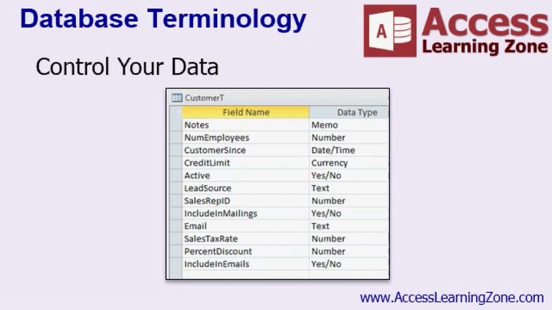Access gives you strict controls over the structure of your data, and that's a great thing. Yes, it's possible to set up data validation in Microsoft Excel, but in Access it's much easier to do. And you can specify more elaborate rules.